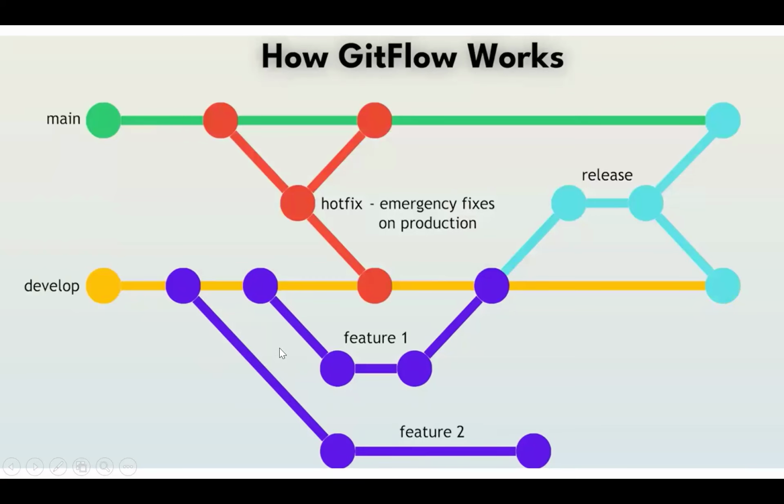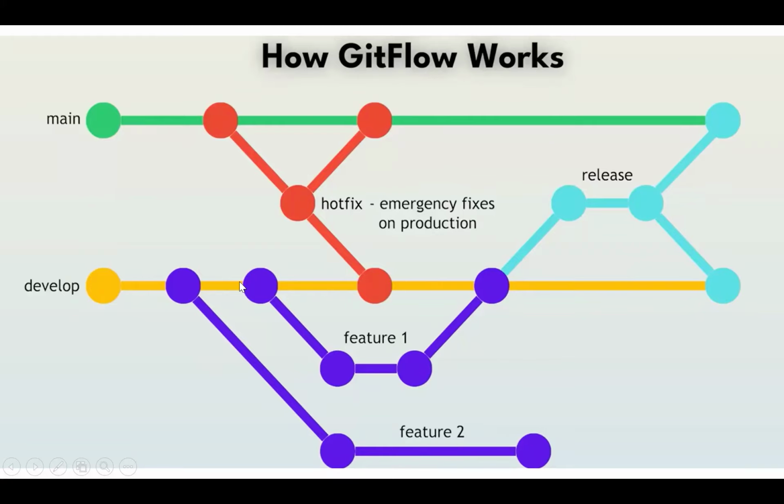So you can see the red one is depicting the hotfix branch. This sky blue is representing the release branch. This blue one is representing the feature branch. This yellow one is representing the developer branch. So we have quite a lot of branches, but the management is very messy.